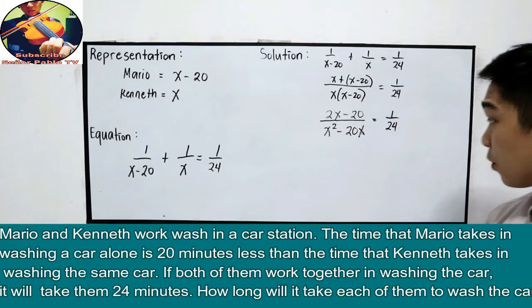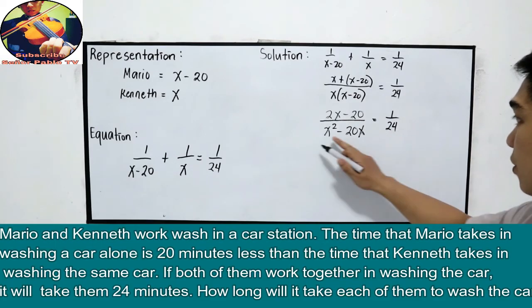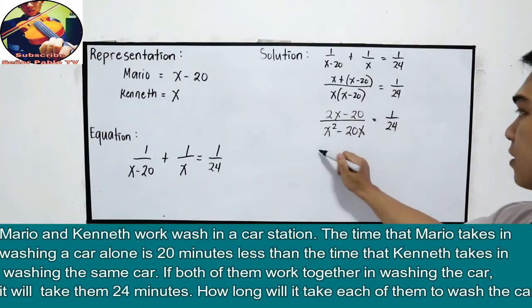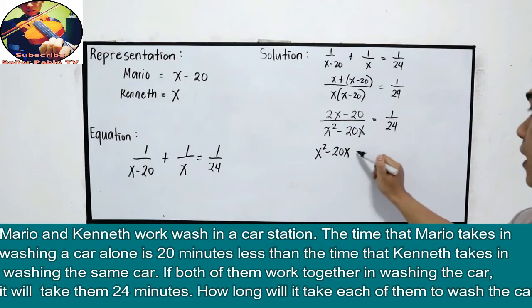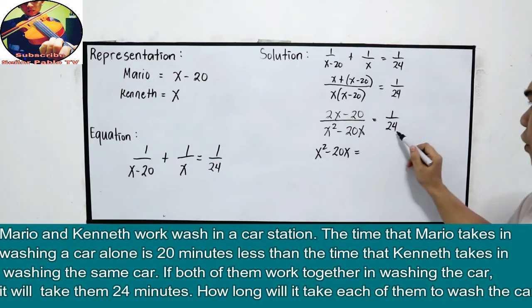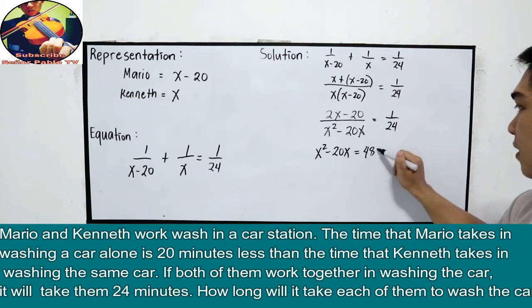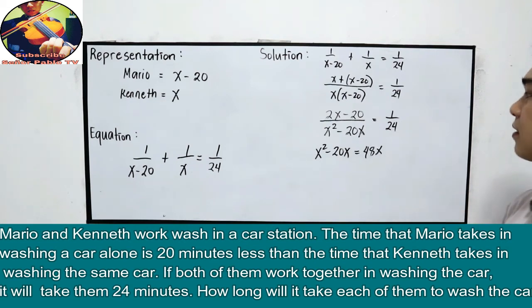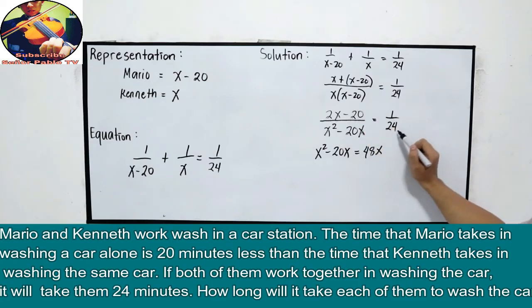Cross multiply para mawala na yung ating denominator. So, cross. So, X squared minus 20X times 1, siya pa din, is equal to 24 times 2X. That is 48X. And negative 20 times positive 24, negative, ilan yan? 480.